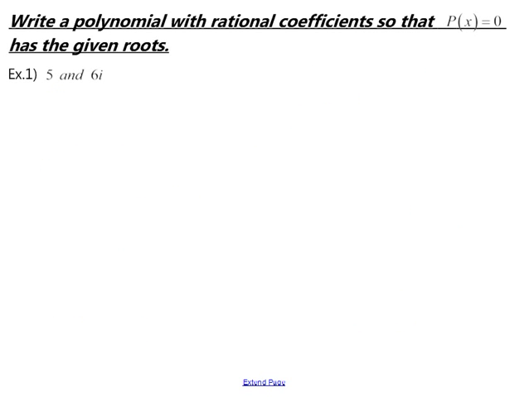Now how do we pull all of this together? So we're going to take some ideas from today and some from a previous lesson so that we can write a polynomial with rational coefficients so that p of x equals 0 has these given roots. So we want to walk through the roots of 5 and 6i. So we know that as soon as we see 6i, that means that negative 6i is also going to be a root. So let's go ahead and work with this part first. And that's what we've been doing in this lesson so far.